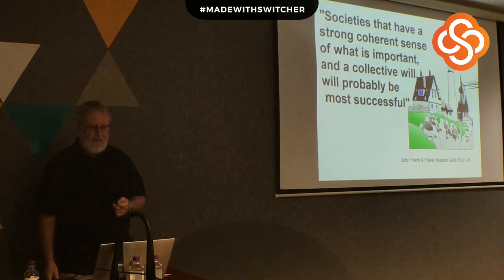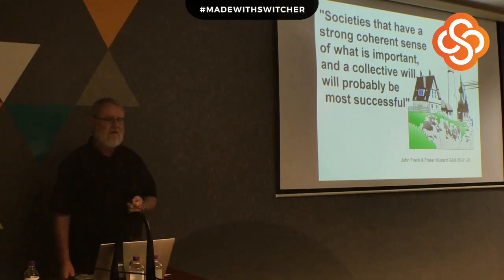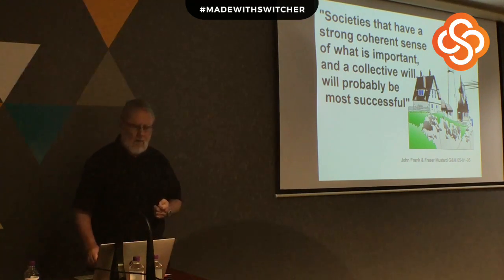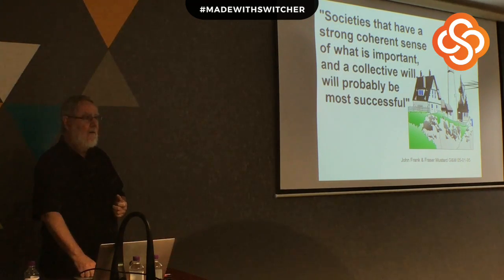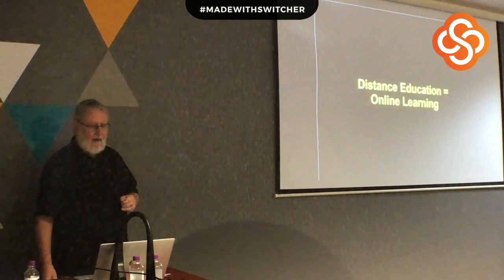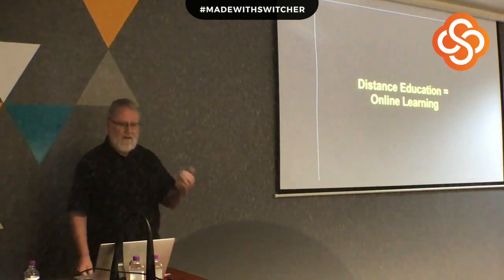John Frank and Fraser Mustard put it this way, that societies that have a strong, coherent sense of what is important and a collective will probably be the most successful. I mean, we have to understand what's happening and start to address the problem. And we believe that distance education, now online learning, is essential for us in the future.